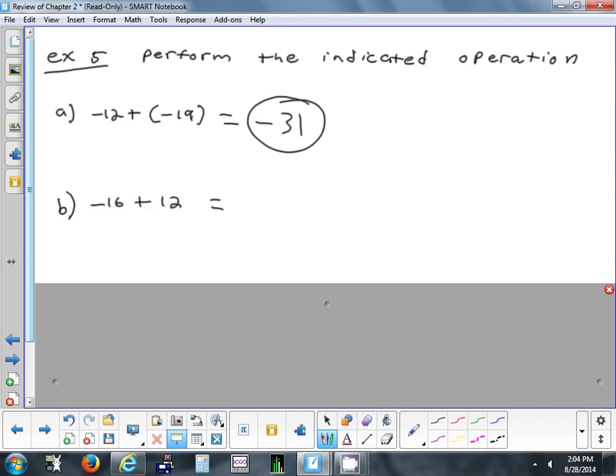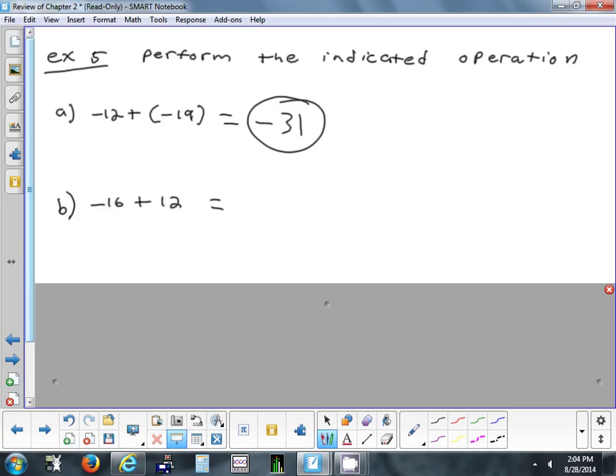16 minus 12. Yes, you subtract them. Larger minus smaller, and then you should get a negative. So the way we say it is you take the sign of the larger number. Okay, so this one's a little bit more tricky. When you add numbers with opposite signs, you end up subtracting larger minus smaller. And then you take the sign of whichever number is larger.